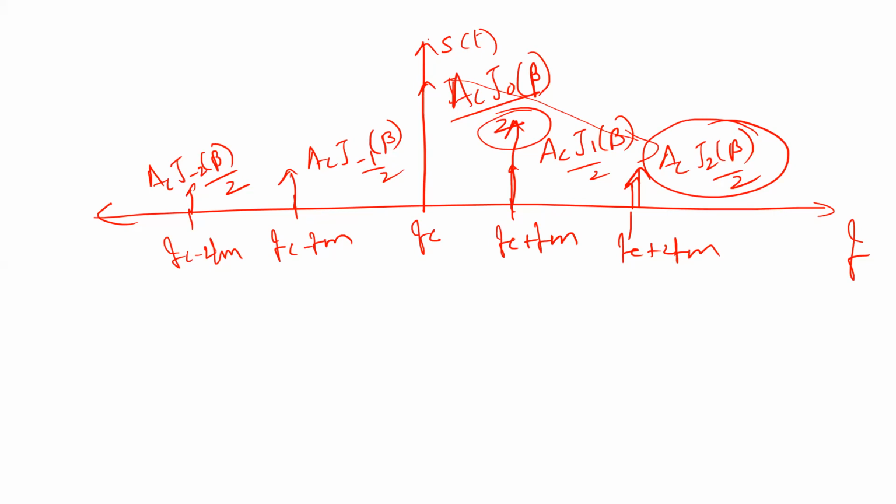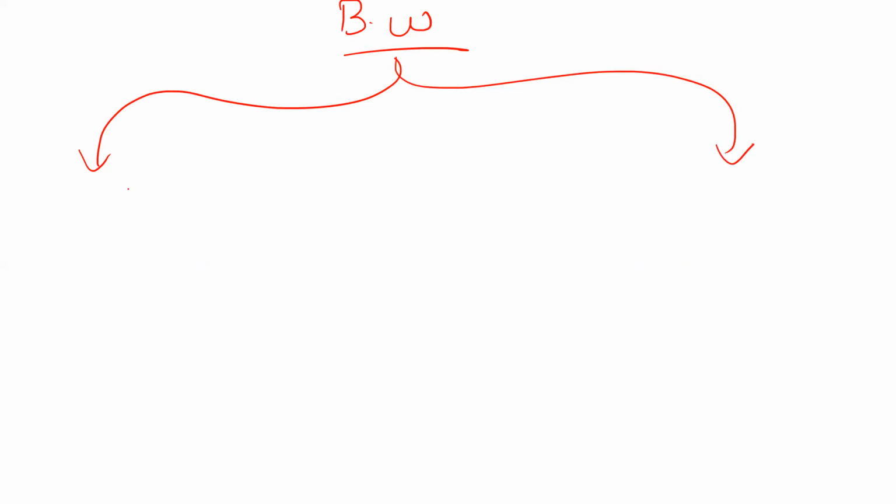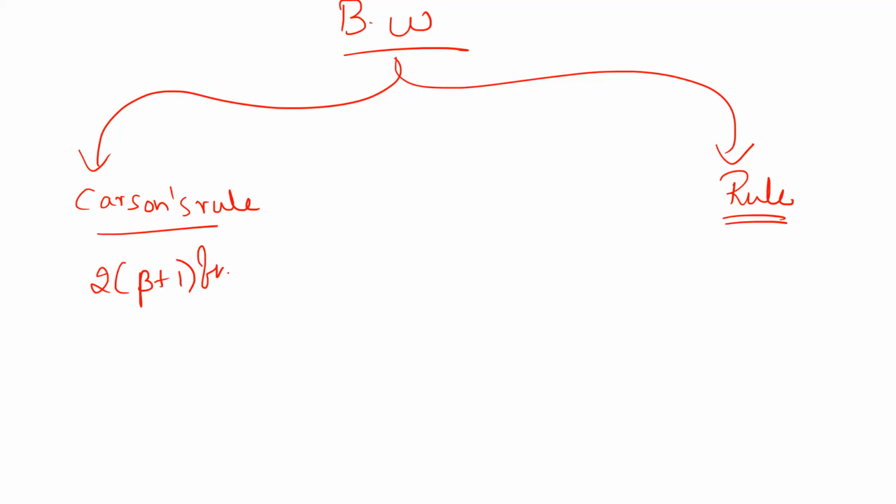Now we have the bandwidth formula and the power formula. As we learned for NBFM, we learn for WBFM also. So for bandwidth, there are two ways to define it. Have you heard about Carson's rule? Yes, I have heard about that. Okay, and then you have the other rule. There's no particular name for that. But in case of Carson's rule, the formula says this.